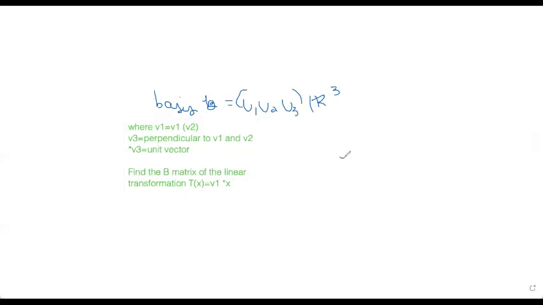So first, let's think about what we know geometrically. So we've got a v1, right? We've got a v2, right? And they're perpendicular to each other, and v3 is perpendicular to both of them. And then we can extrapolate that out even further to explain that if you've got v1 cross v3, right, that equals negative v2, right?